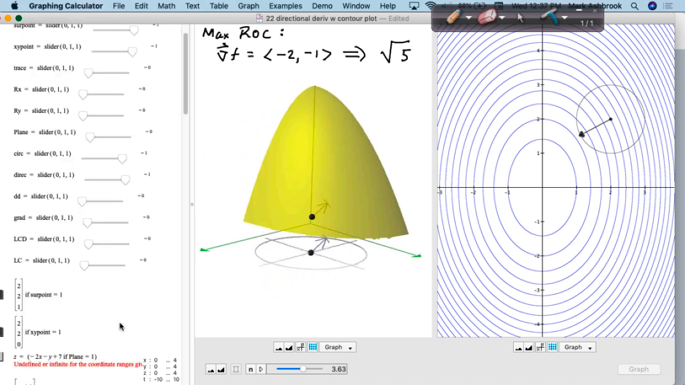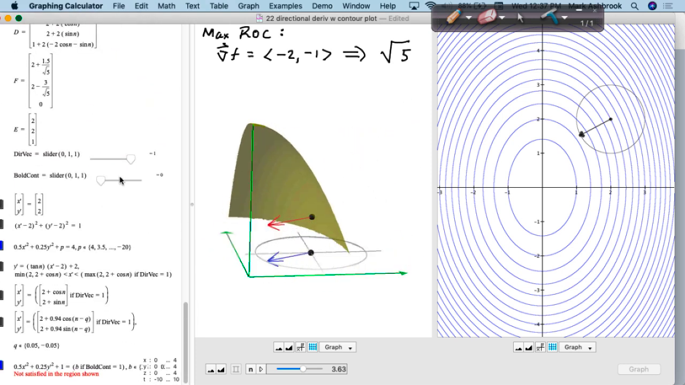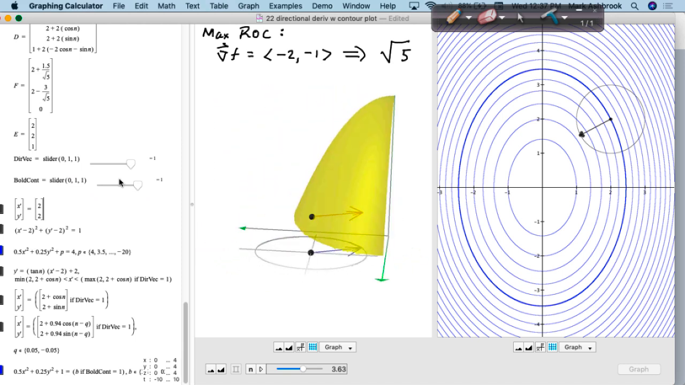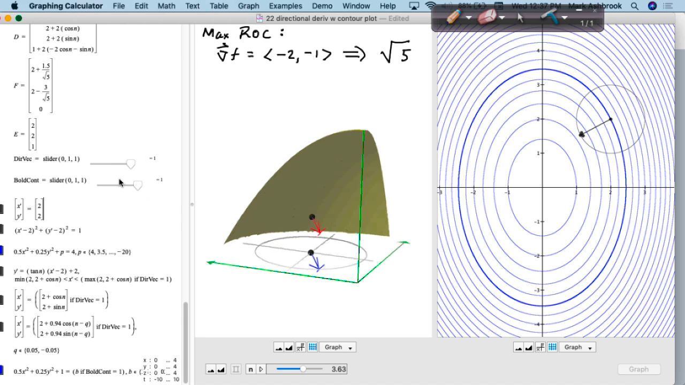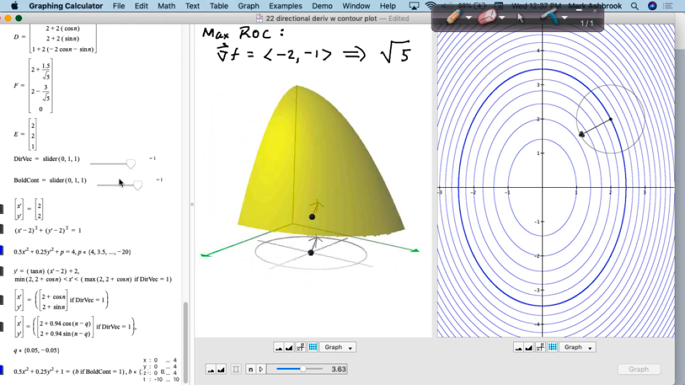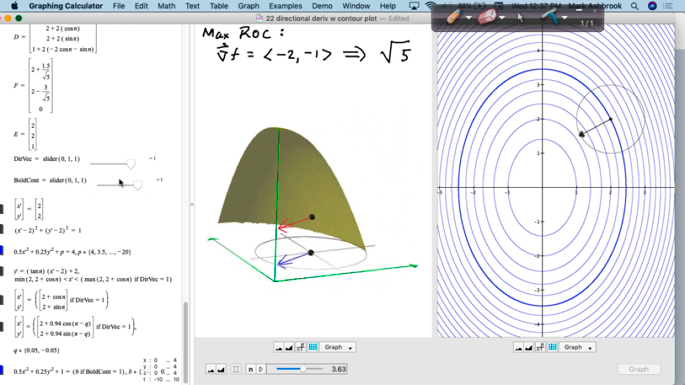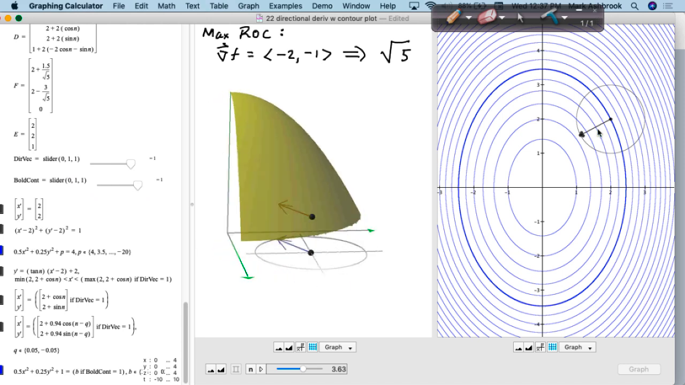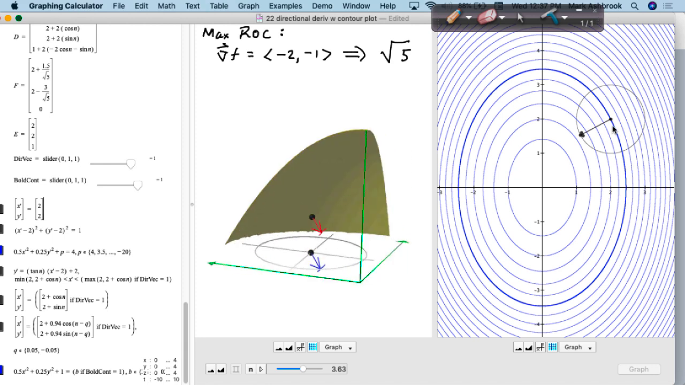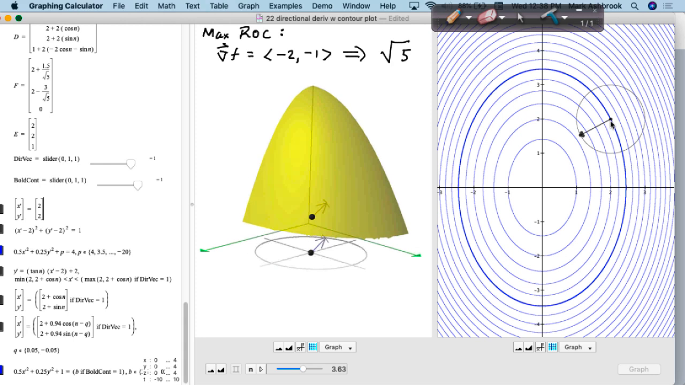So let's highlight the contour line that we're talking about here. (2, 2) is on that particular contour line. I've made it more bold. What do you notice about that direction relative to that contour line? It looks like it's orthogonal, right? Does that make sense, that the direction of greatest rate of change should be orthogonal to the contour line?